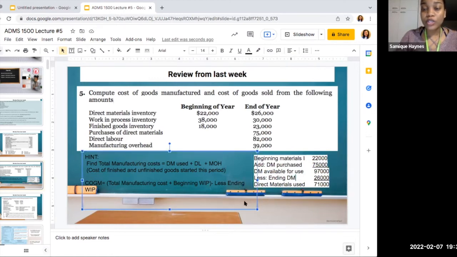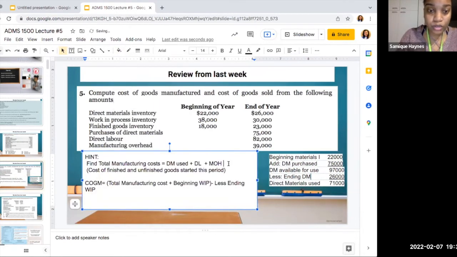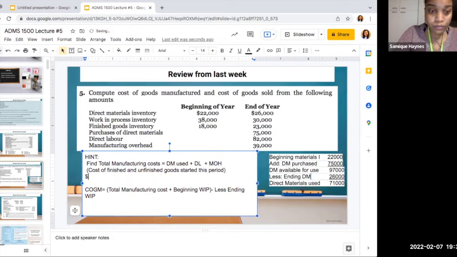Yes, good. So now we have direct materials used. So we can add in our direct labor and our manufacturing overhead, and we have our total manufacturing cost. What's our total manufacturing cost? Who can calculate the total manufacturing cost? So 71,000 plus 82,000 plus 39,000 is going to be equal to $192,000. All right, it's confirmed. Perfect.